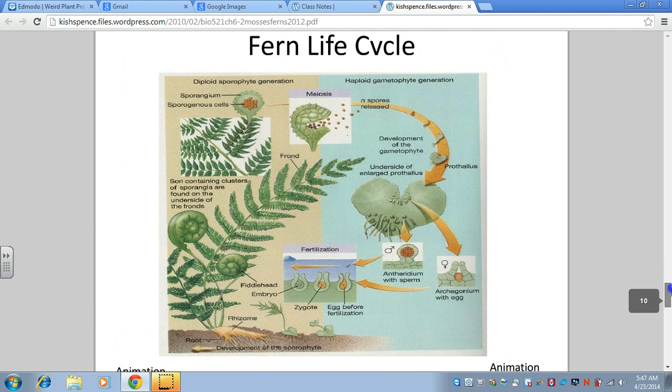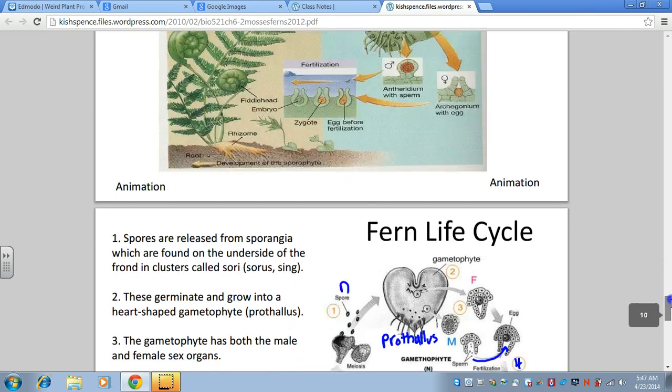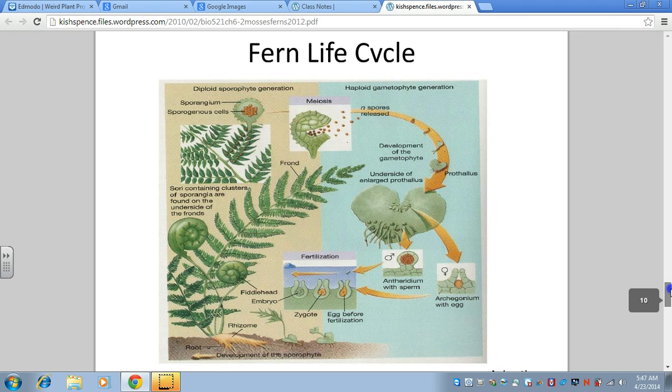So, the fern life cycle, you'll recognize some of the terms. I'll show you this graphic. This is actually the one that you have, so we'll take a look at it as well. And there's a couple of good animations that you can watch for these ones too. Okay, so here's the sporophyte, the fern that we tend to think of as the fern. And the leaf of the fern has a special name called a frond. You should know that term.